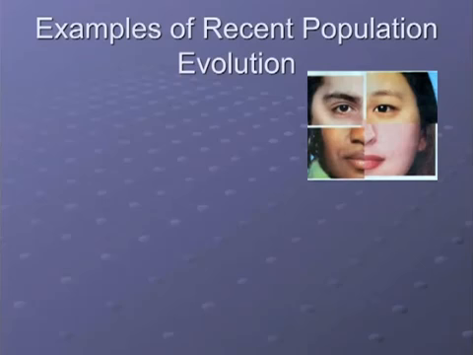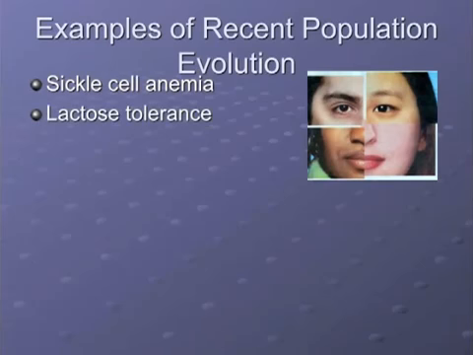And lastly, to look at examples of recent population evolution, we have sickle cell anemia. Sickle cell anemia is a genetic disorder that is usually problematic, but it also wards off malaria. So sickle cell anemia becomes huge in malaria-ridden countries because you don't get malaria. So you can survive with sickle cell anemia, you can't survive with malaria. So everyone that has sickle cell anemia doesn't get malaria and die, and then passes on that sickle cell anemia gene.